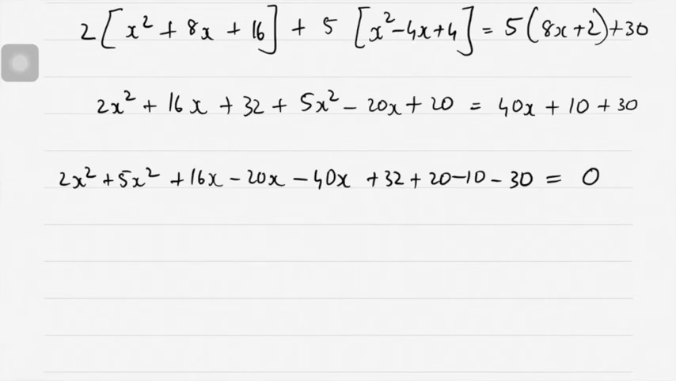Okay, so 2x square plus 5x square is 7x square. 16x minus 20x minus 40x. So 60 minus 16 is 44, right? So minus 44x. Here 32 plus 20 is 52. 52 minus 40, so that is 12 is equal to 0. Right?